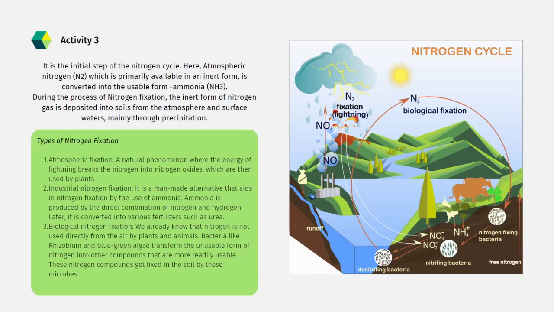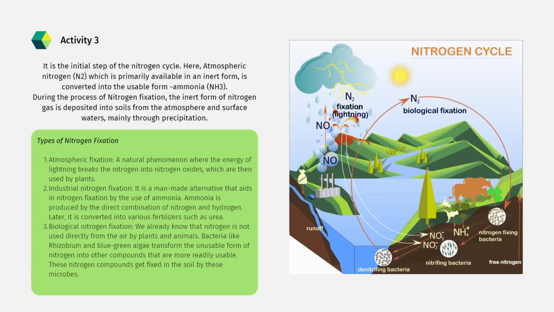Types of nitrogen fixation. Atmospheric fixation: another phenomenon where the activity of lightning breaks the nitrogen into nitrogen oxides, which are then used by plants. Industrial nitrogen fixation: it is a man-made alternative that aids in nitrogen fixation by the use of ammonia. Ammonia is produced by the direct combination of nitrogen and hydrogen. Later, it is converted to various fertilizers such as urea.